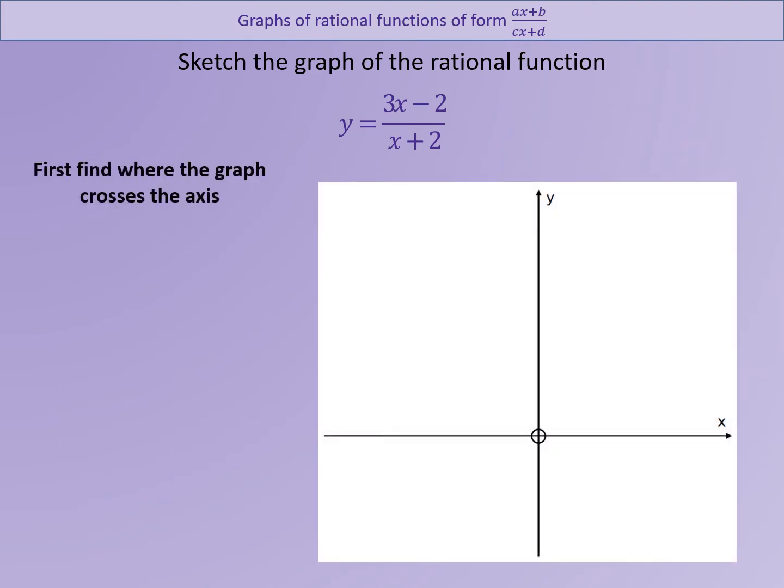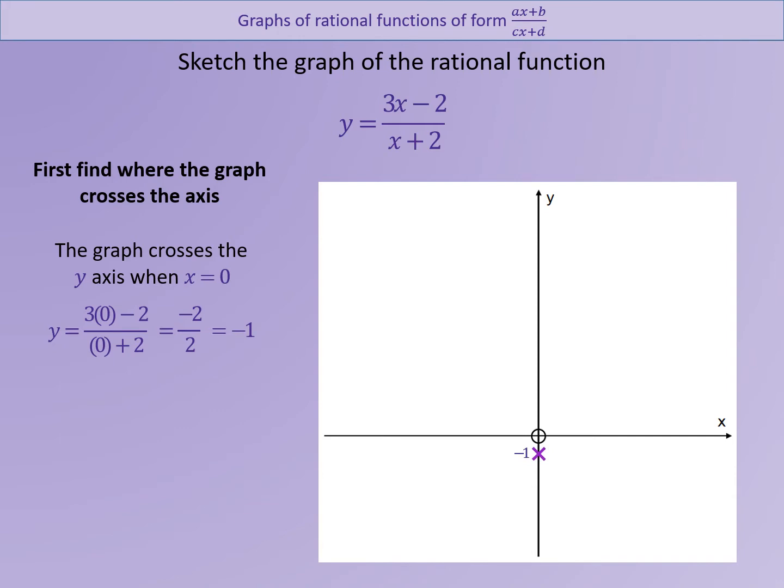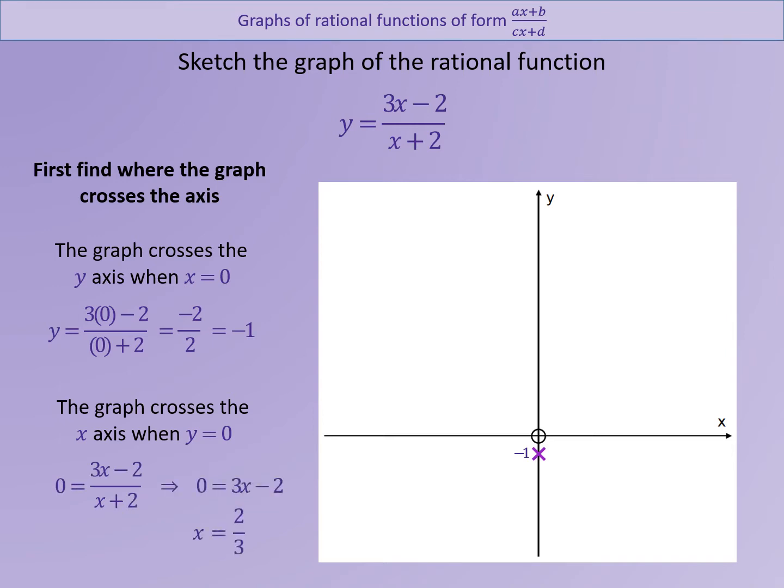The first step is to find where the graph crosses the axes. So if we substitute x equals 0 into this function, this leaves us with a value for y of minus 1. So we can plot that on our graph. If we substitute y equal to 0 into the equation, we will work out where the graph crosses the x-axis. If we rearrange this function, this leaves us with x being equal to 2/3. So the graph crosses the axis at these 2 points.